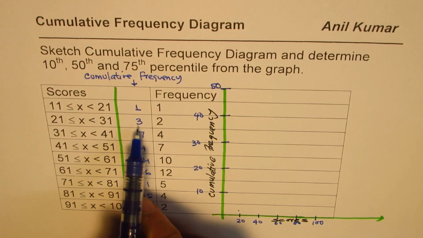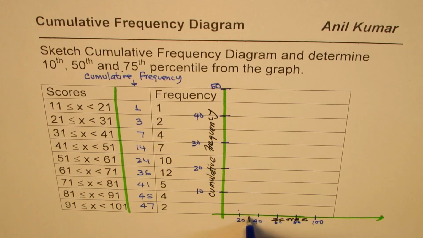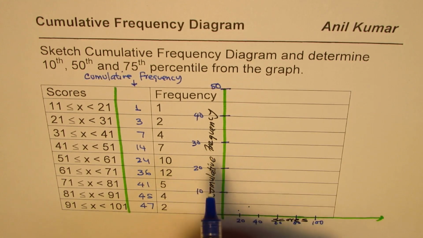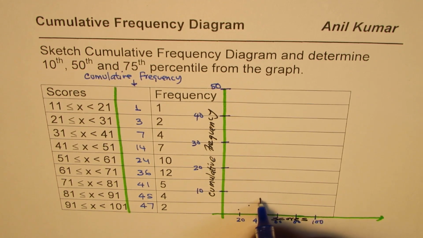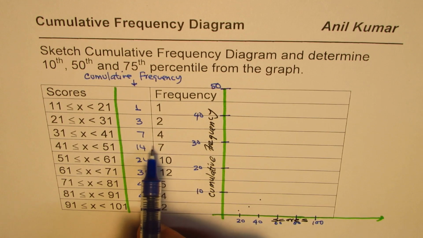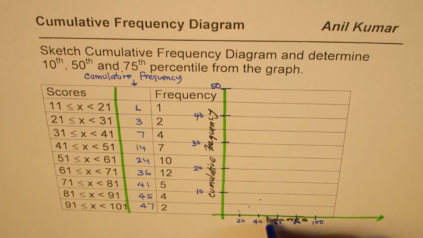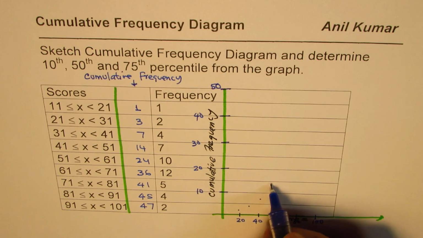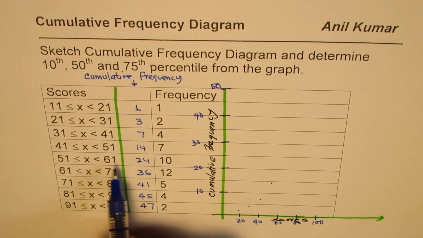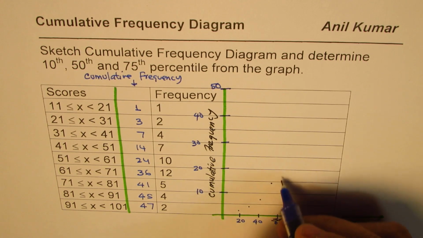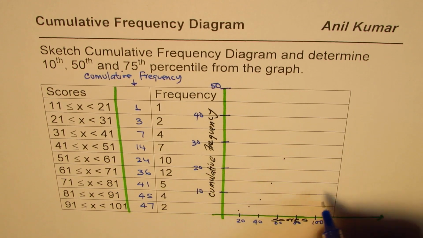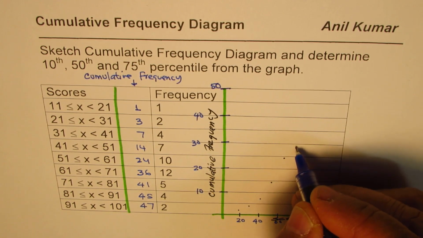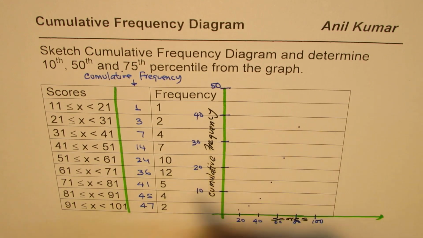This is 5, so 1 could be here. Okay, next one is 3. So for 30 it is 3, so it is still less than 5, so we'll just keep it somewhere here. We'll connect it later. Then we have 7 for 40. So 7 is more than 5. And then for 50 we have 14, which is closer to 15. Okay. And then for 60, 24, let's say this point. For 70, 36. So 70 is right there. So 30, 35 and 36.